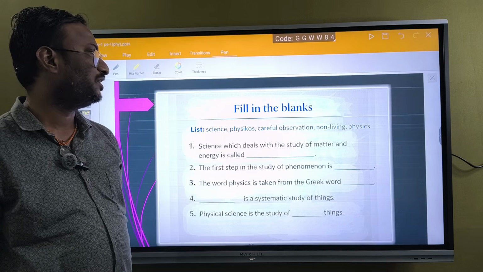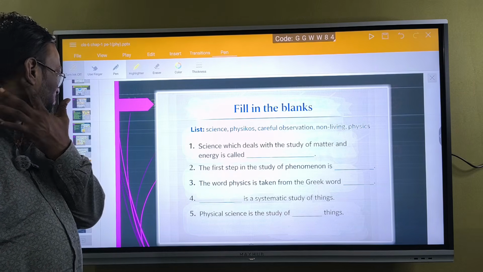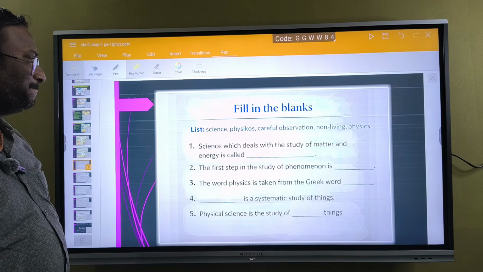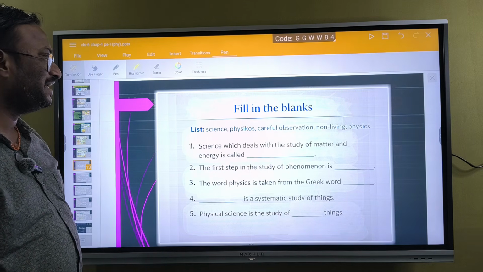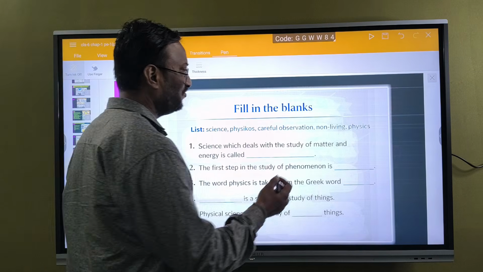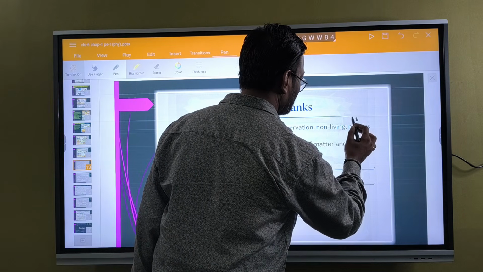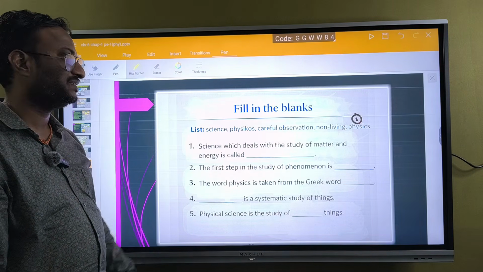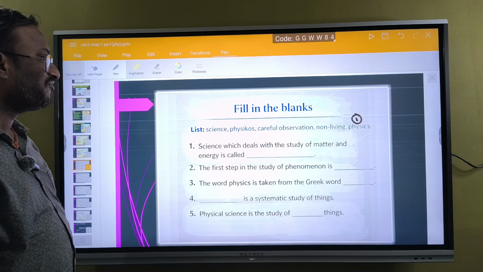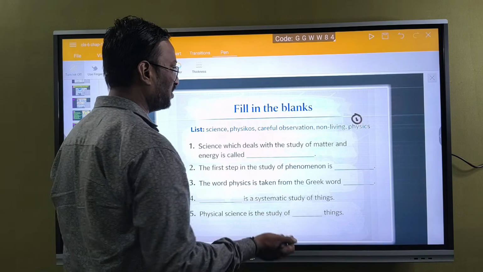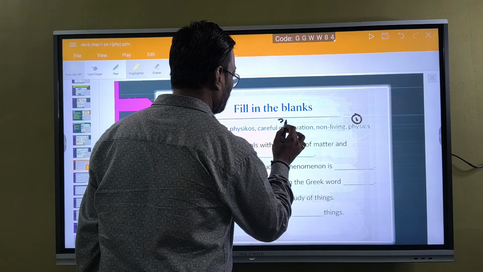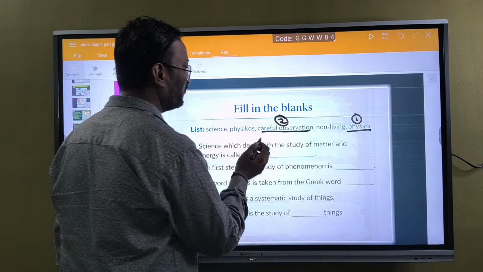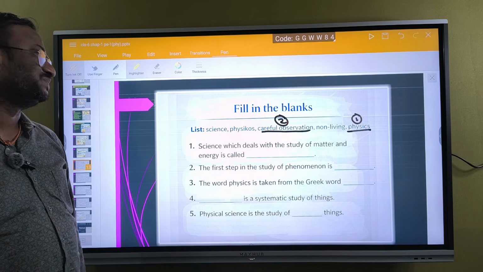Now we shall try to solve different kinds of questions. Fill in the blanks. First one, the science which deals with the study of matter and energy, we call physics. Answer for first bit, physics. The first step in the study of a phenomenon is called, we have covered this many times, careful observation. That is the second one.